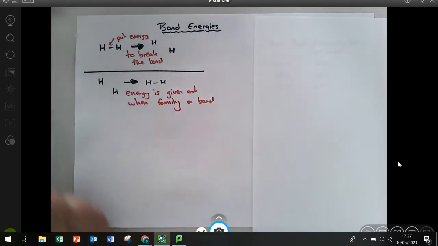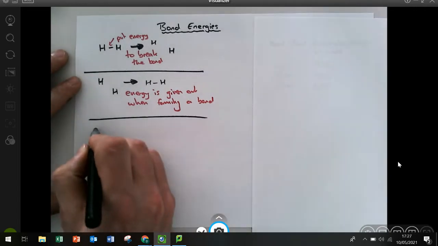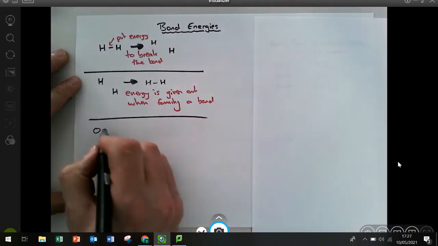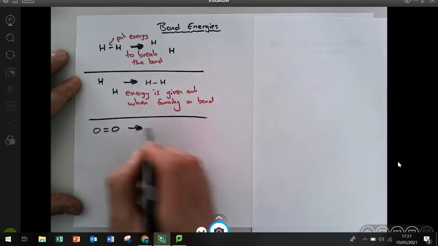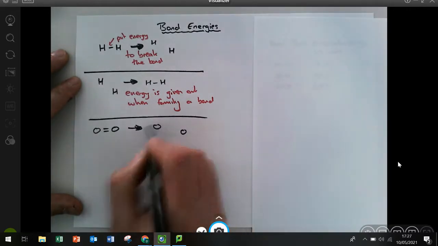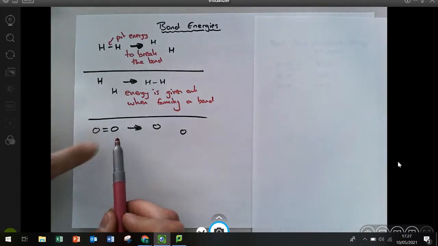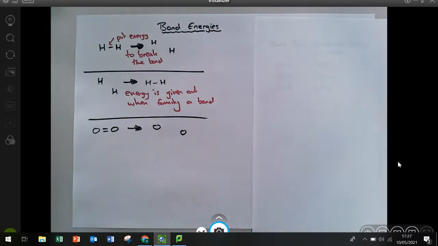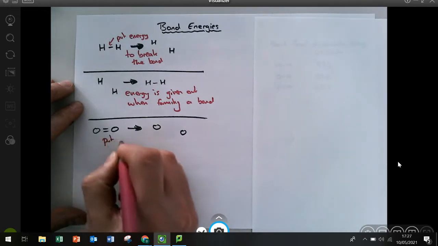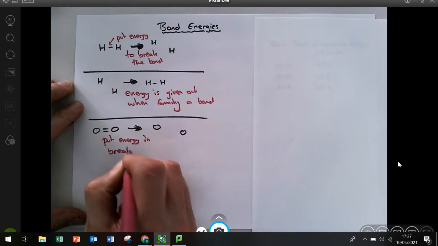What about some other examples? Because it's not always going to be hydrogen. Supposing I had an oxygen molecule and I want to split it up into two individual oxygen atoms. Here I'm breaking a bond. Now it's a different kind of bond. It's got two chemical bonds rather than just one, but it's the same idea. I put energy in and I break the bond.